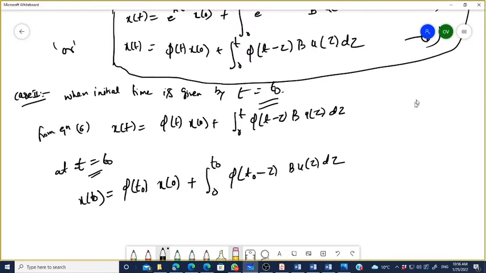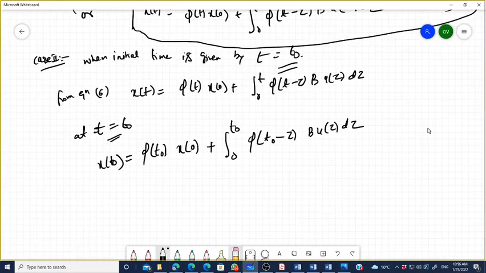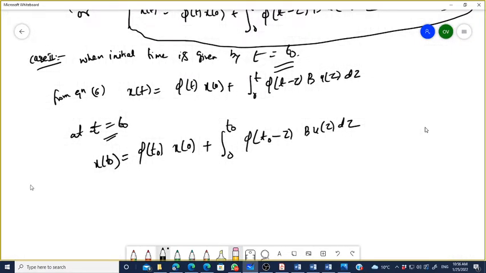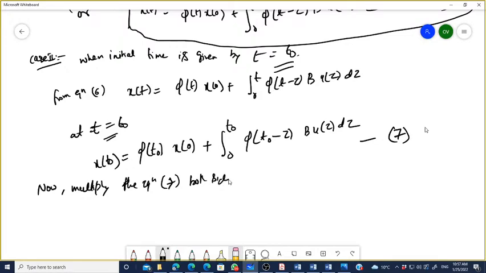Okay, now what you will do, you just multiply the equation, this equation number, let's say 7, both sides by phi inverse t naught. हमने क्या किया, phi inverse t naught से दोनों साइड multiply किया.